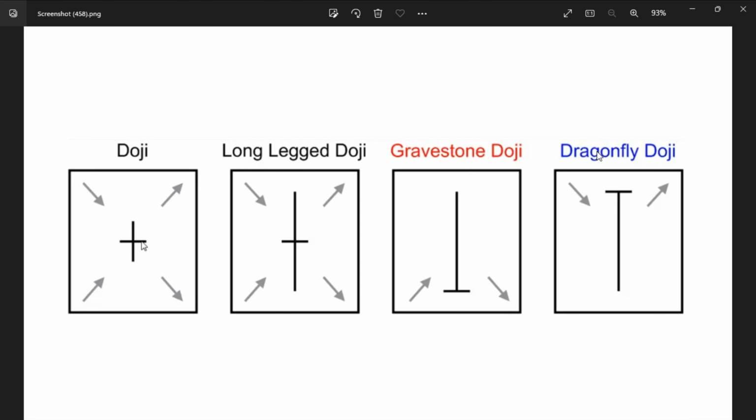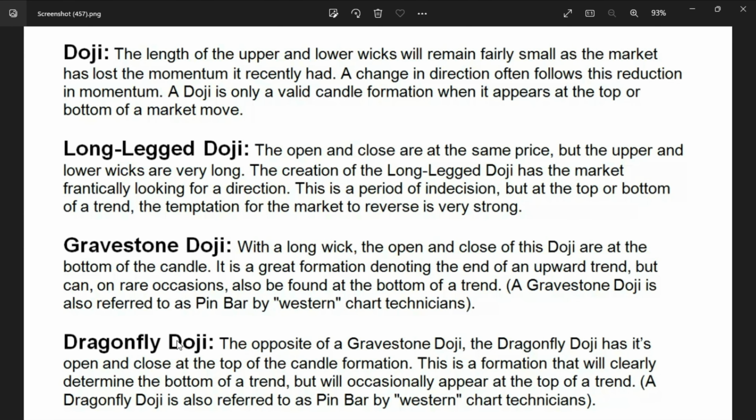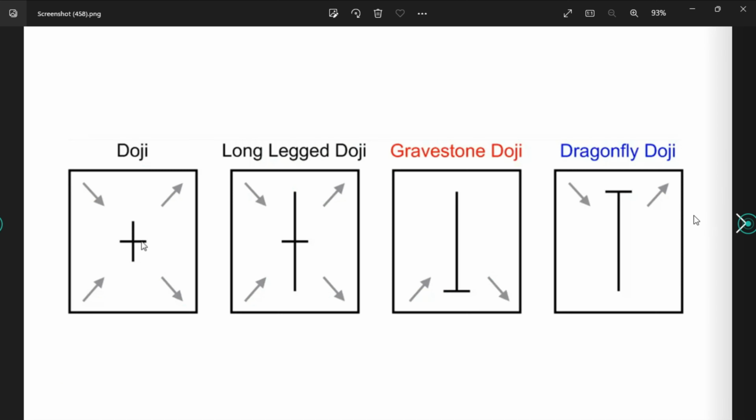Now we have a dragonfly, which I've explained previously, that is the opposite of gravestone. Dragonfly is the opposite of gravestone. So here is the same thing. When the market is in a downtrend and you get this, it will also push up. It will also trigger a bullish trend. So in all these candles, we have the bullish movement, and we also have the bearish movement in these three candles.